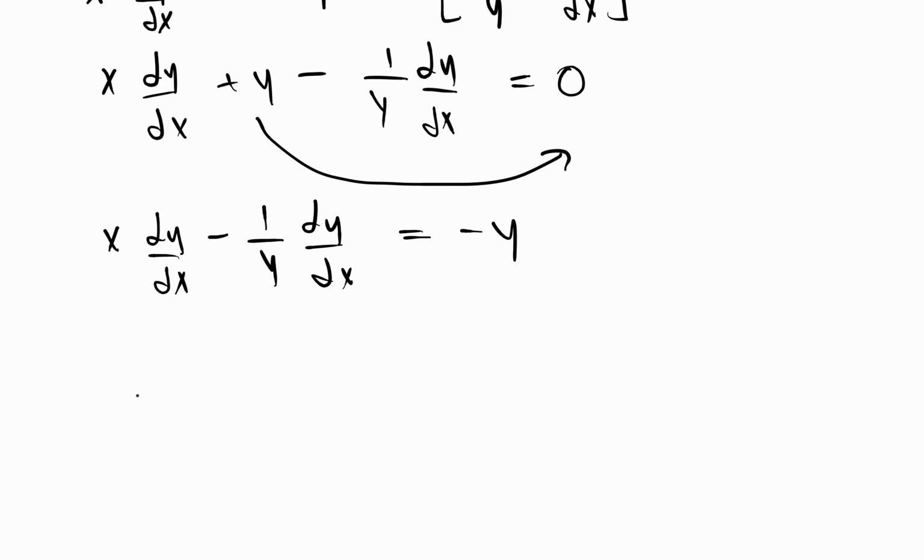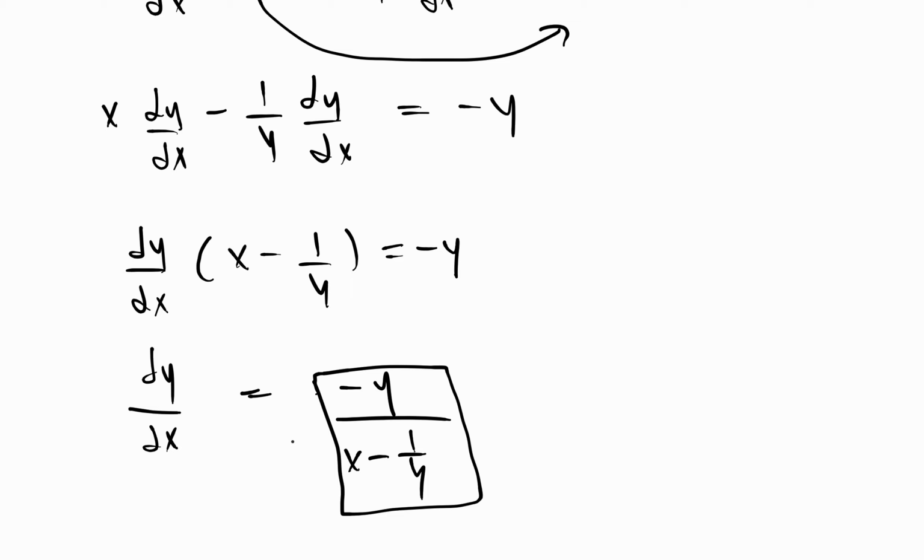And now if we factor out dy by dx, that gives me x minus 1 over y. That's equal to negative y. And so if I divide by this term on both sides, dy by dx is equal to negative y over x minus 1 over y. And that's your answer to part A. This is our equation of slope.